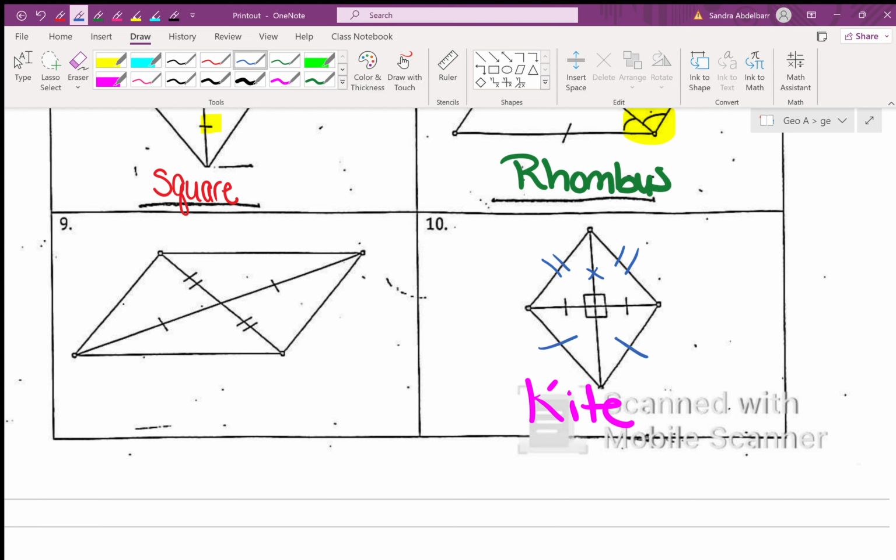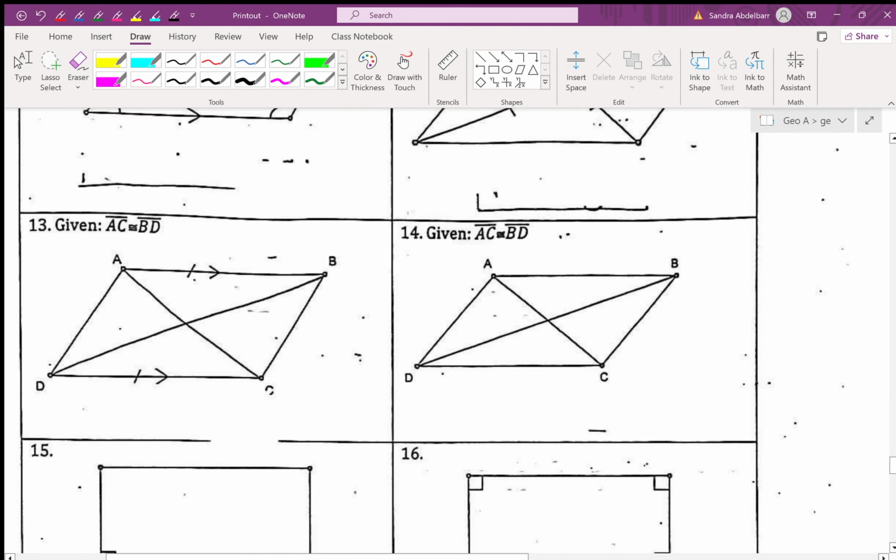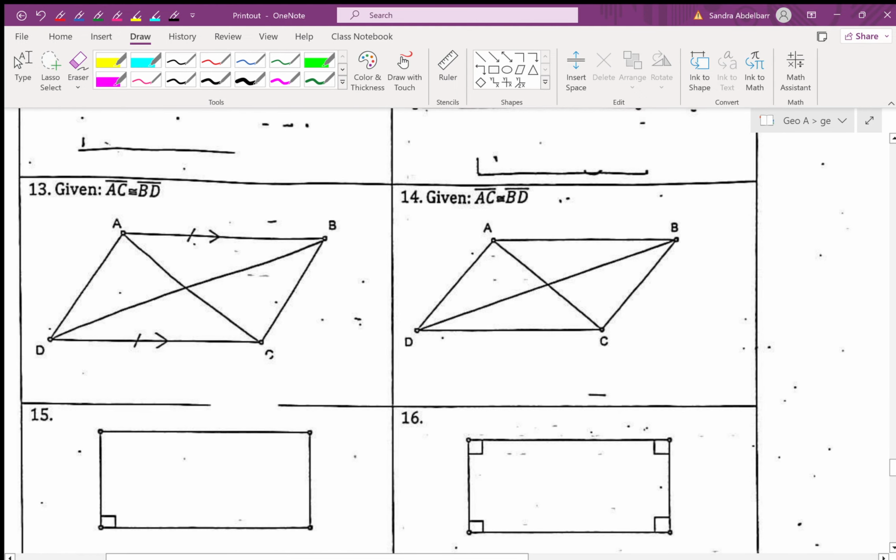All right, what is number 9? Parallelogram. All right, part of your homework, do you guys see numbers 11 through 20? Is to also do 11 through 20. This homework is so important, I'm going to count it as a double homework. So it will count as a double homework and I will be checking it.